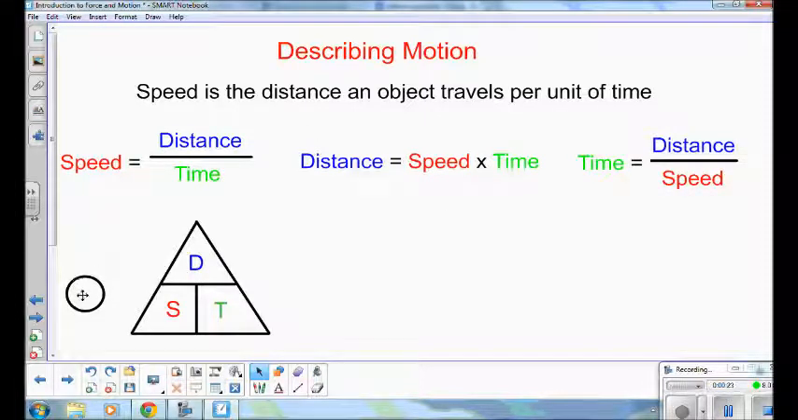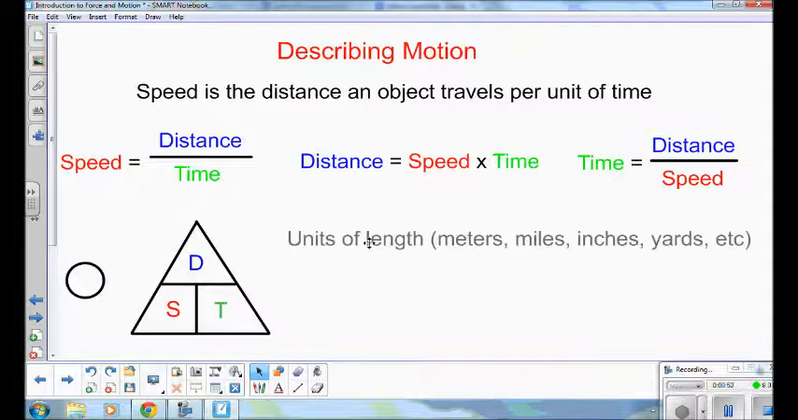I also showed you how you could use the speed triangle to easily come up with all three of these equations, knowing that speed is distance divided by time, distance is speed times time, and then finally time is distance divided by speed. This speed triangle here is very handy and should help you be able to solve the problems quickly, easily, and accurately.